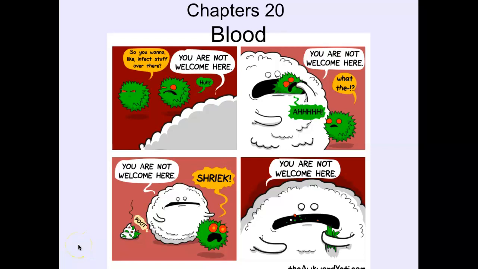Okay, so this is chapter 20 on the blood. It's the beginning of your cardiovascular unit. If you look at the cartoon here, the little green guys are foreign entities that come into your body, and this nice big white guy is a white blood cell that says you're not welcome here, because that's what white blood cells do. They circulate inside your body and look for anything foreign, anything they don't like, and then phagocytize them. So kind of a cool, cute little image there.